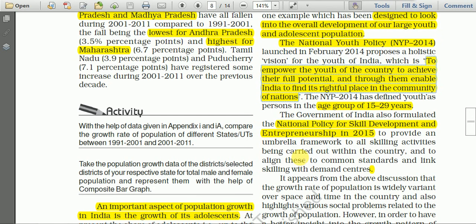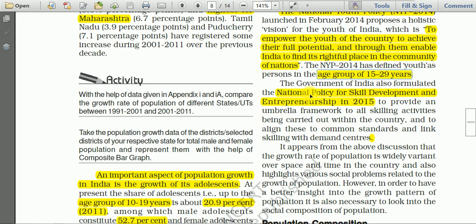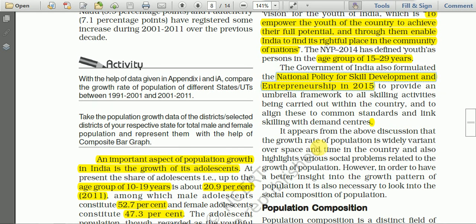According to the National Youth Policy 2014, youth has been defined as a person in the age group 15 to 29. The government of India also formulated the National Policy for Skill Development and Entrepreneurship in 2015 to provide an umbrella framework to all skilling activities being carried out within the country and to align these to common standards and link skilling with demand centers. Just for the well-being of the adolescents and the youth and to channelize them properly, the government of India formulated this policy in the year 2015. So this is for the youths and the adolescents of India.